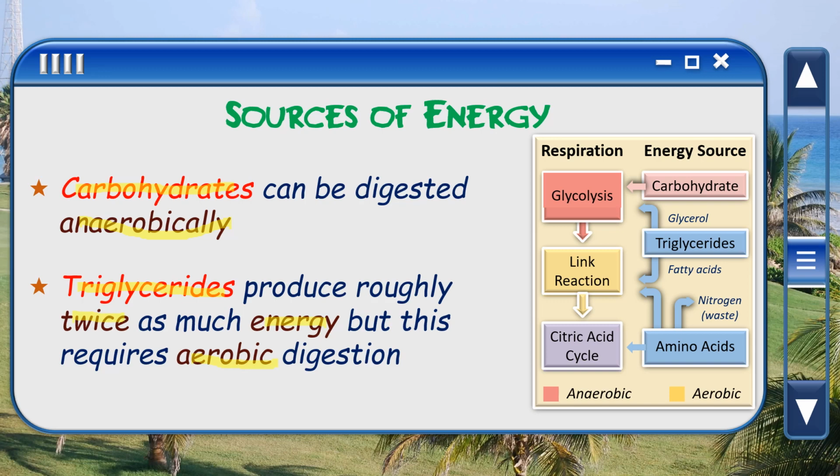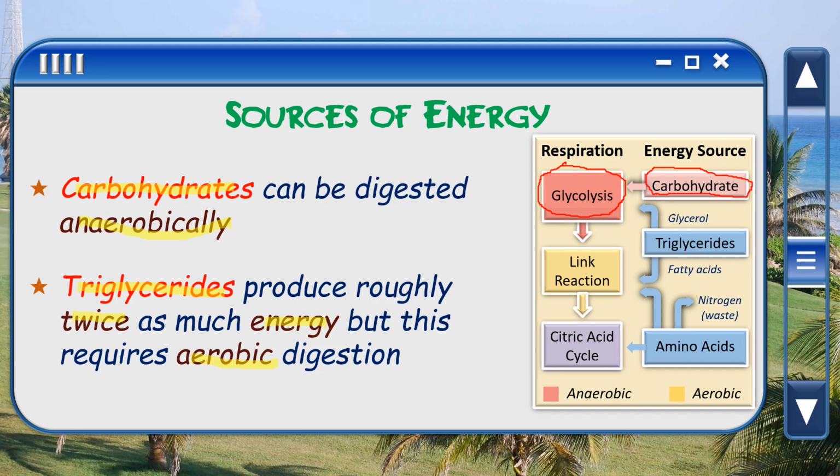Now let us look at our diagram here. When we look at our diagram, we can see that we have glycolysis here. Glycolysis is taking place. But when glycolysis is taking place, the energy source is going to be carbohydrates. It is mainly carbohydrates that occur in glycolysis. And glycolysis does not need oxygen.